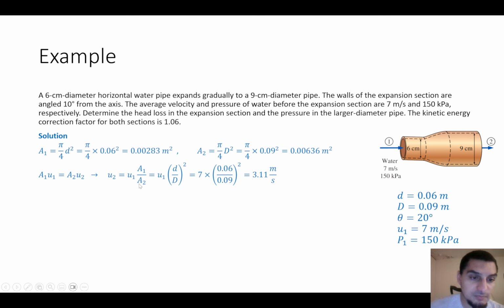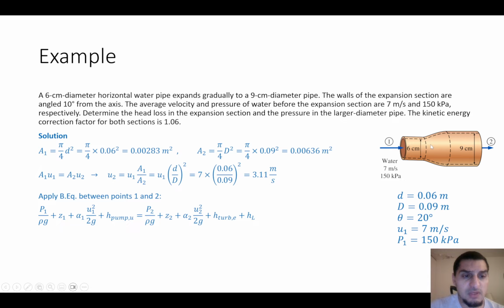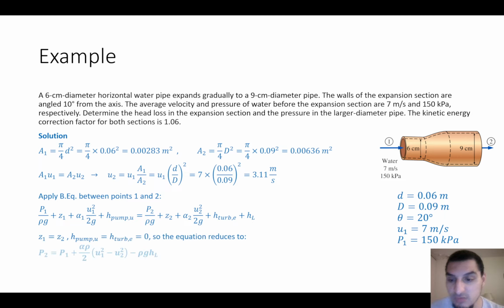And now, by applying the Bernoulli equation, we know that the height of the 2 points is the same, so Z1 and Z2 are equal. We know the pressure here, and we know the velocities. There is no pump, there is no turbine. So these terms will be cancelled, and we will only have P1, u1 square and u2 square, and the losses. So we know these terms, but we only miss the losses.